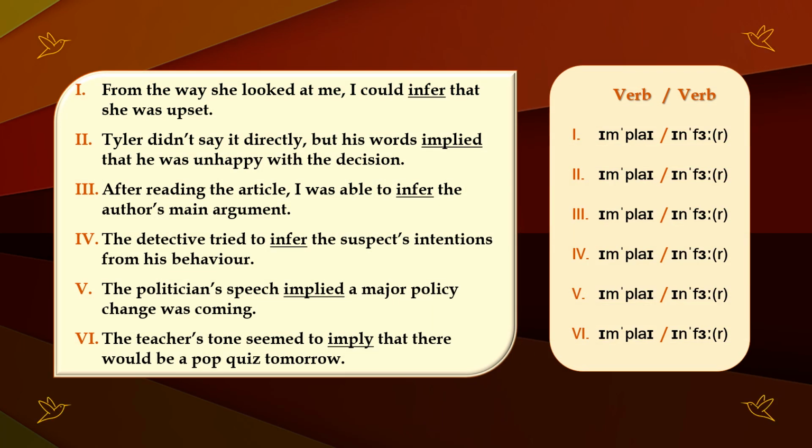Read the sentences and select the appropriate form based on context. 1. From the way she looked at me, I could infer that she was upset. 2. Tyler didn't say it directly, but his words implied that he was unhappy with the decision.